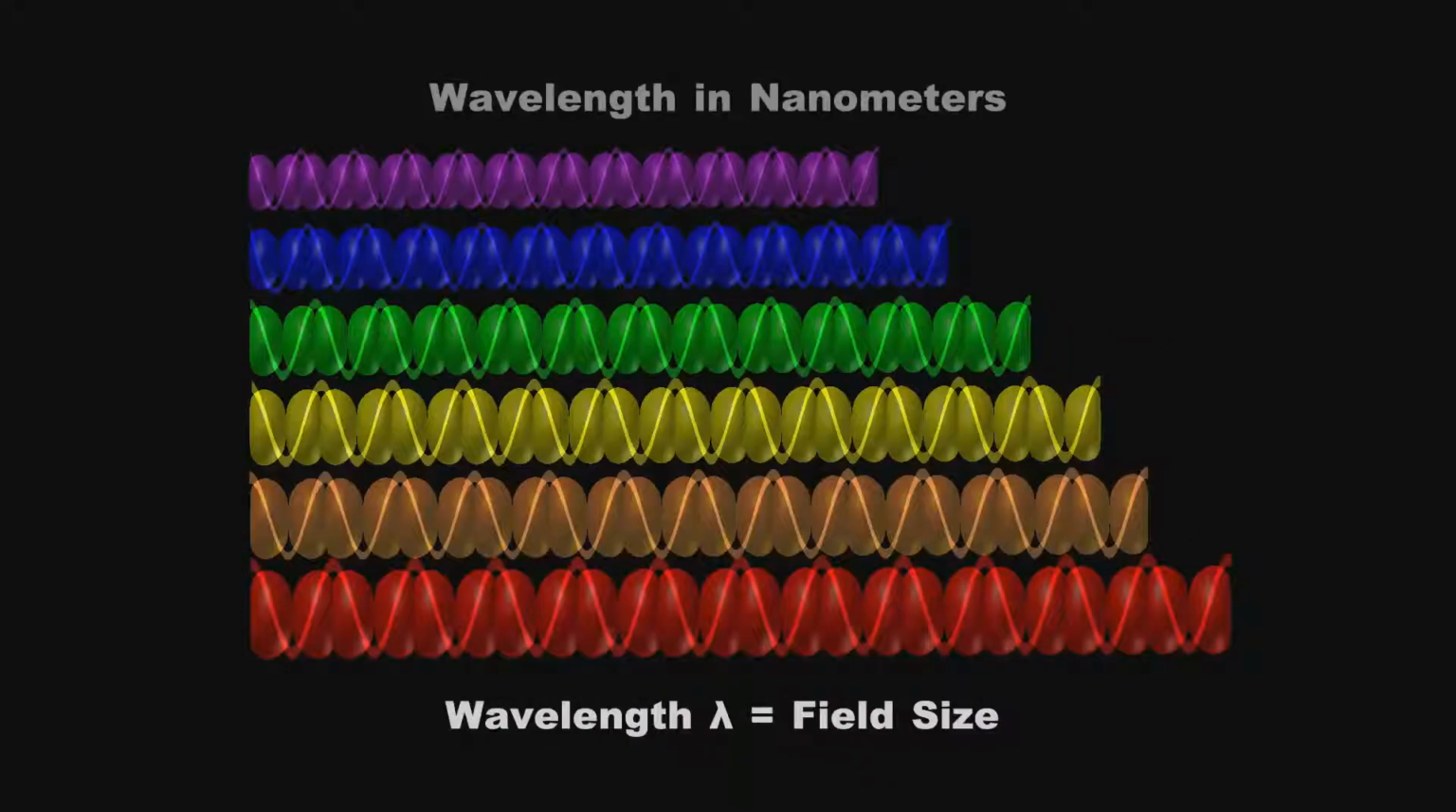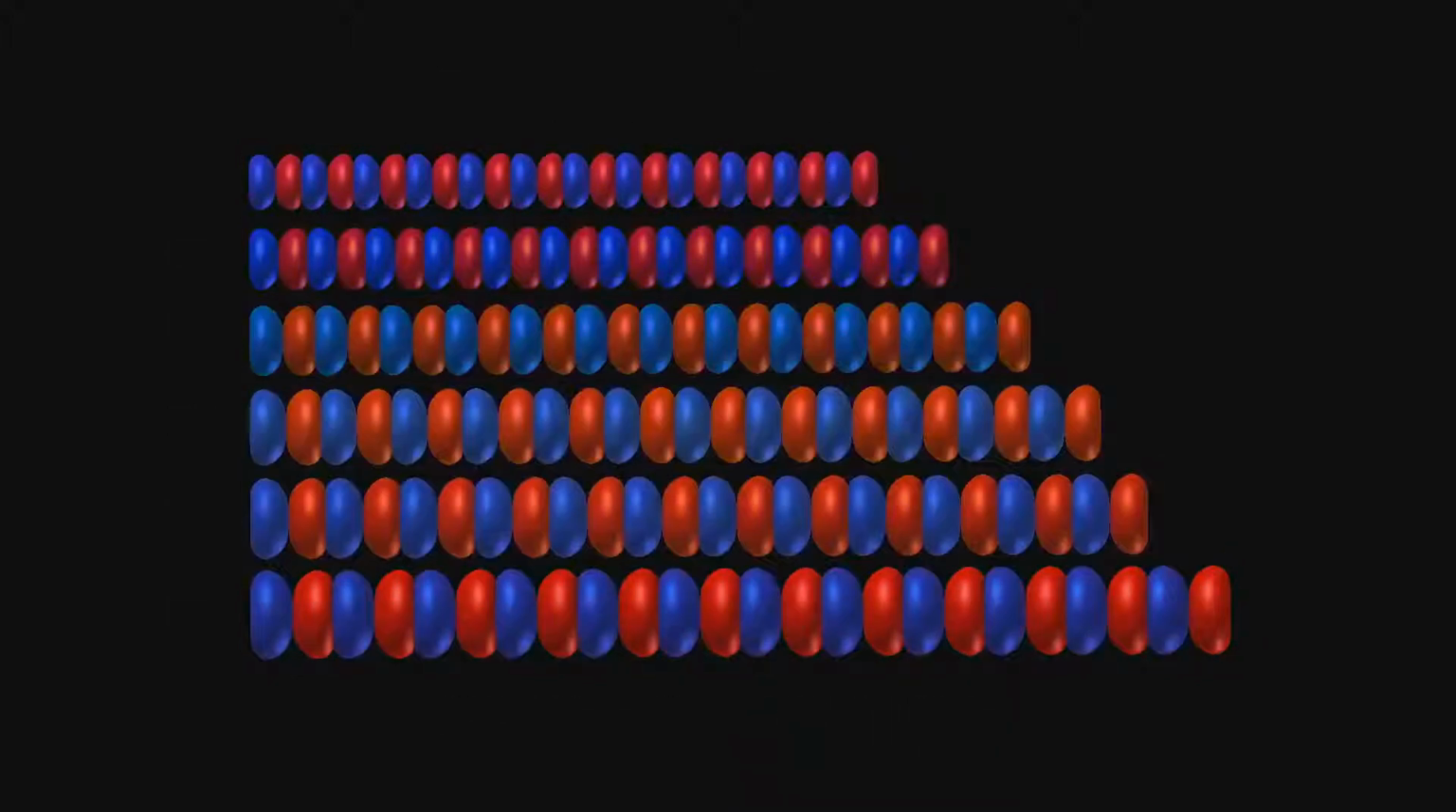Here we have rows of photon fields with a corresponding waveform. So you can now see that the waveform clearly represents the size of the fields around a photon of electromagnetic radiation. Now the fields are shown as red and blue polarity fields.